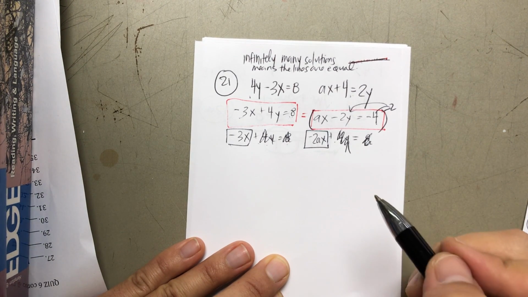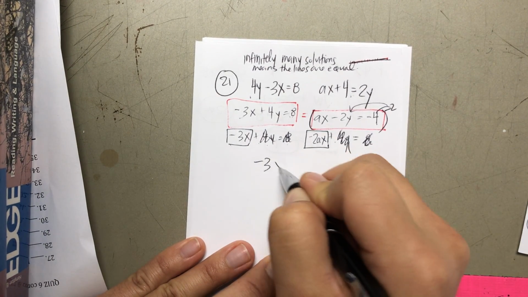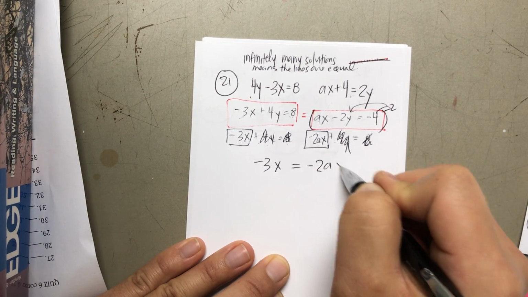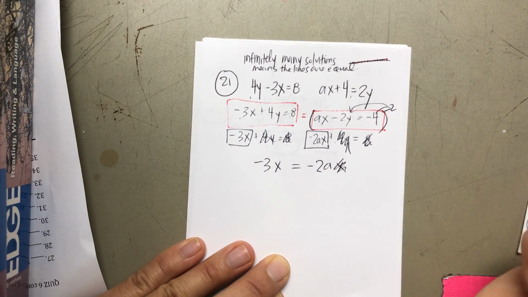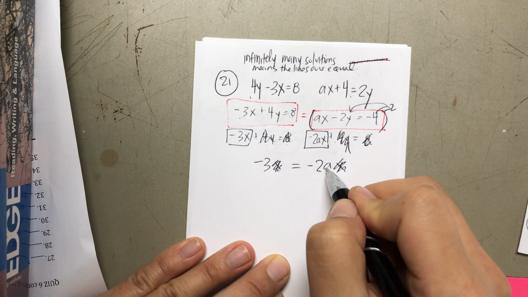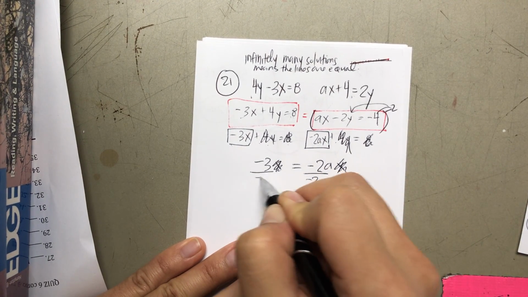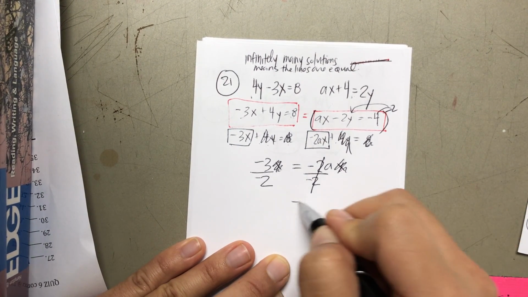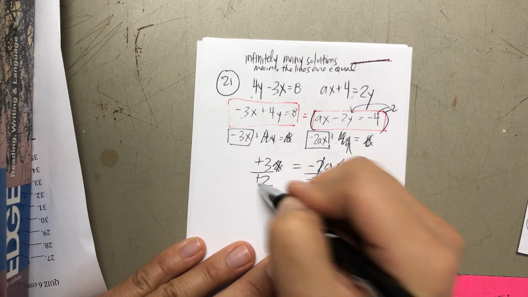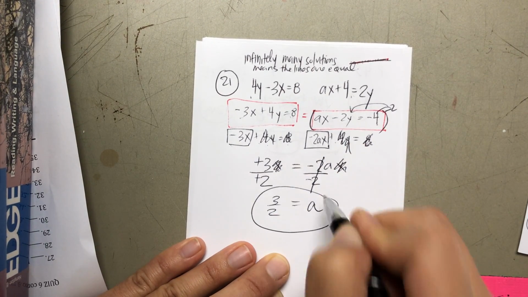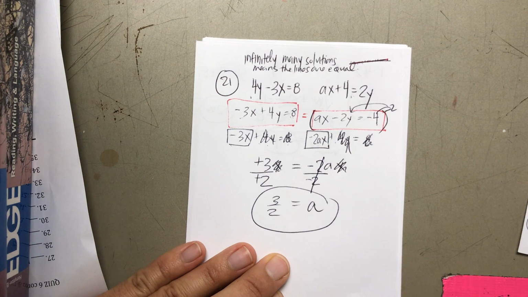And they want me to know what's the value of a. Well, you just go like this. Negative 3x equals negative 2ax. Okay, cross out the x, cross out the x. Get the a by itself, divide out by negative 2, divide out by negative 2, that's a by itself. That's going to become positive 3 over 2, and that is your answer.